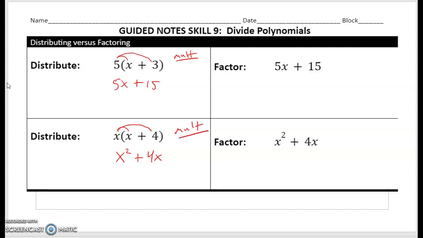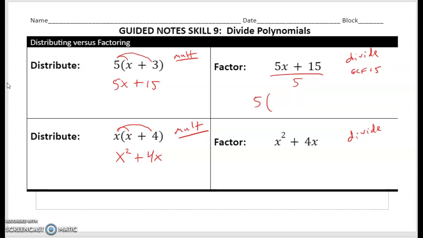Well, when we factor, we end up dividing. The opposite of distribution is factoring. So we're going to divide here. And what do we divide? It's called a GCF. So 5 goes into 5x and 5 goes into 15. So the GCF is 5. And we divide it out. And we write the GCF out front of the parentheses.